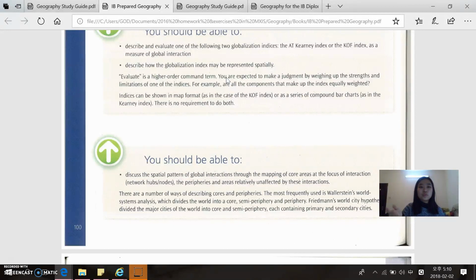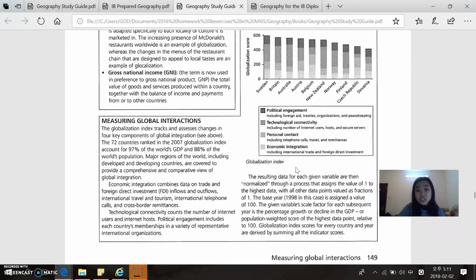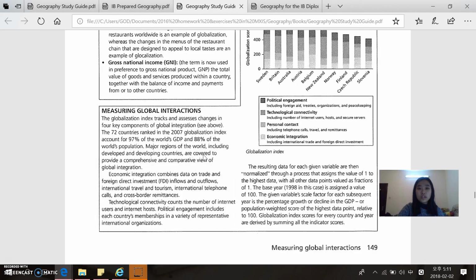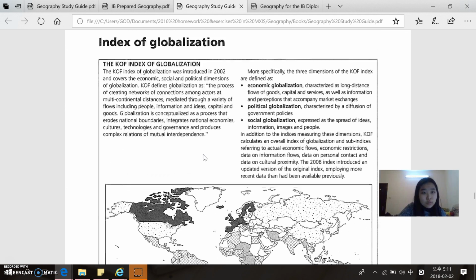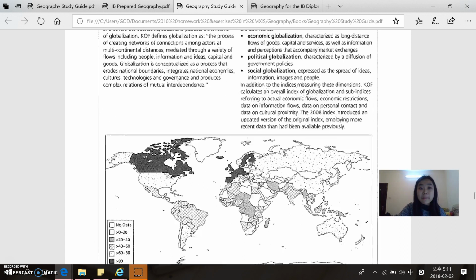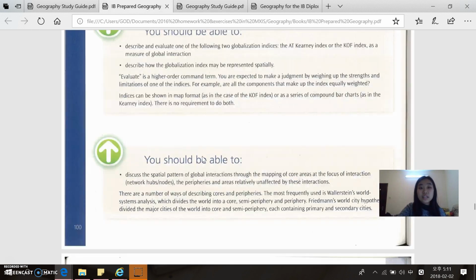So you should also be able to represent one of these indices on a global scale. So for example, like this. For the AT Kearney index, when you want to represent it spatially, you should be able to draw one of these, or for the KOF index, you should be able to show something like that. This is spatial. You have to represent them on a global scale, each of the countries, and compare them, to give a general global picture of the indices.